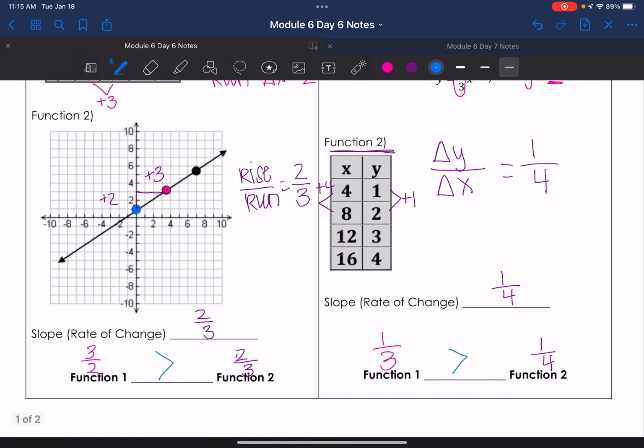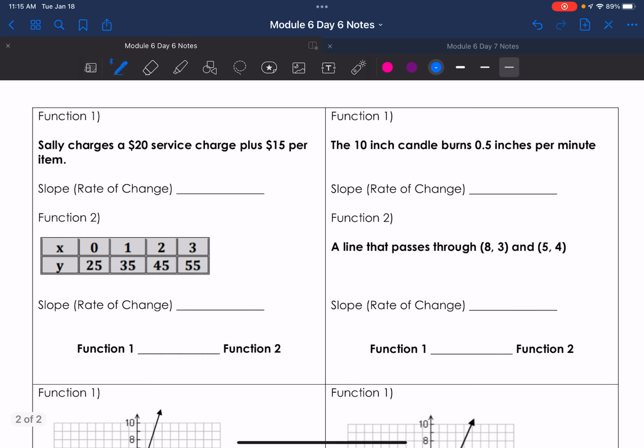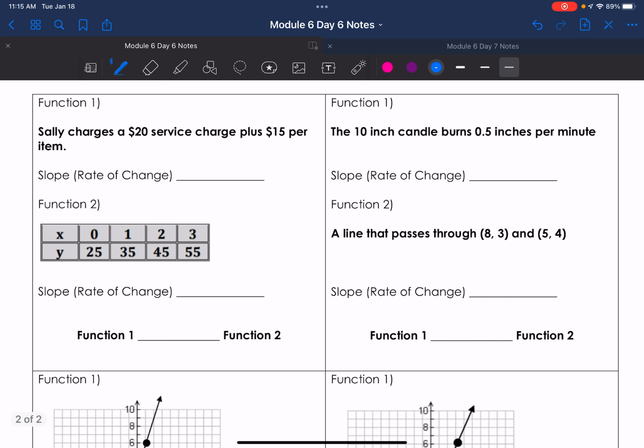All right, so we're going to go ahead and move on to page 2. So now we've got a couple different word problems here, but guys, don't freak out. I know we haven't really talked about these, but they are pretty easy to figure out.